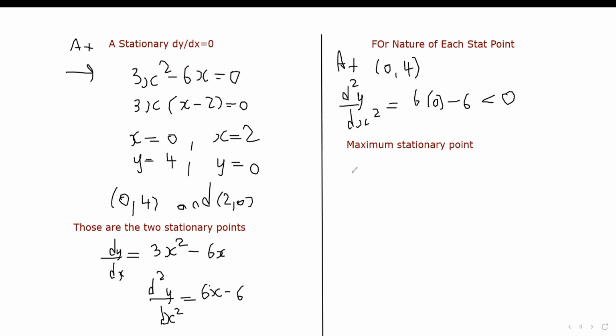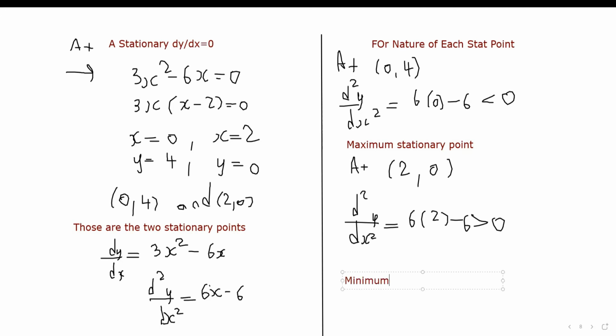So now go ahead and observe what happens at 2, 0. Well, at 2, 0, I can observe that d2y by dx squared, if I plug in the x value at 2, is 6 times 2 minus 6, but then that is greater than 0. So then this is a local minimum. It is a minimum stationary point. Nice. So continuing now, this is the local max. This is the local min. You're done.